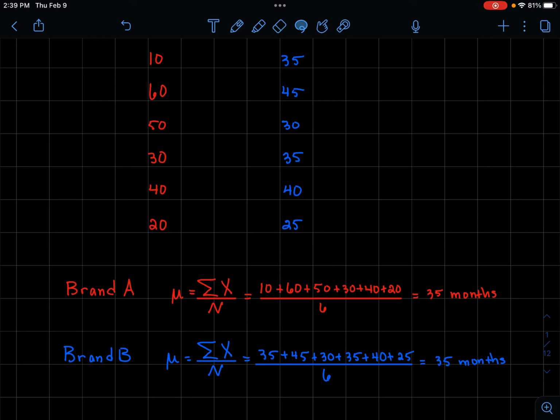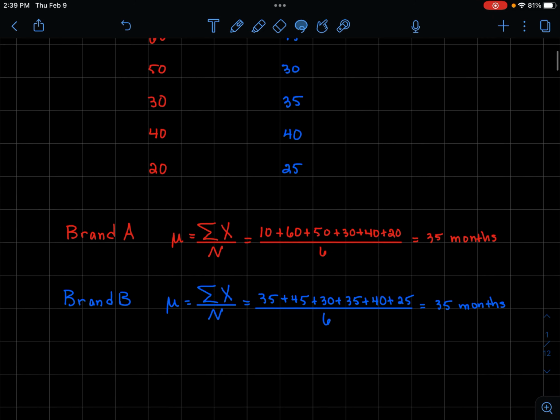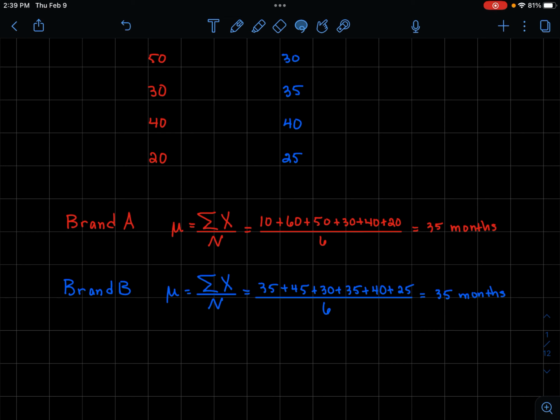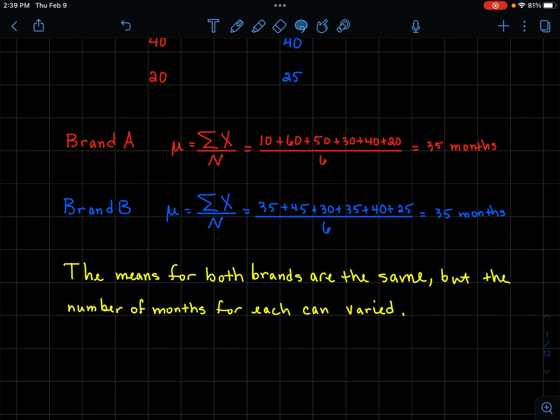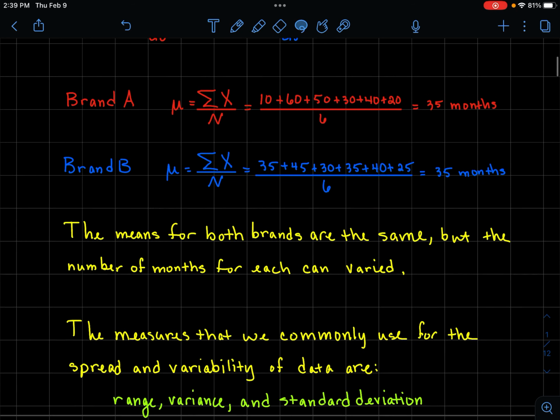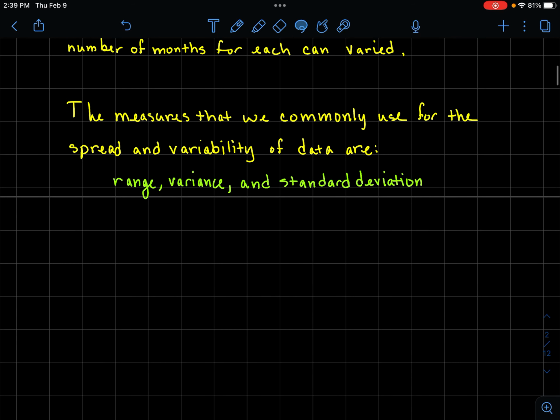But if you look at the values, brand A has one that goes all the way down to 10 months, but all the way up to 60 months. But brand B always seems to be in the 30s and the 40s, or maybe one that drops down into the 20s. So the next question is, how often are these data points varying? The mean for both of these brands is exactly the same, but the number of months for each can definitely varied. And that's where the variation measures come into play.